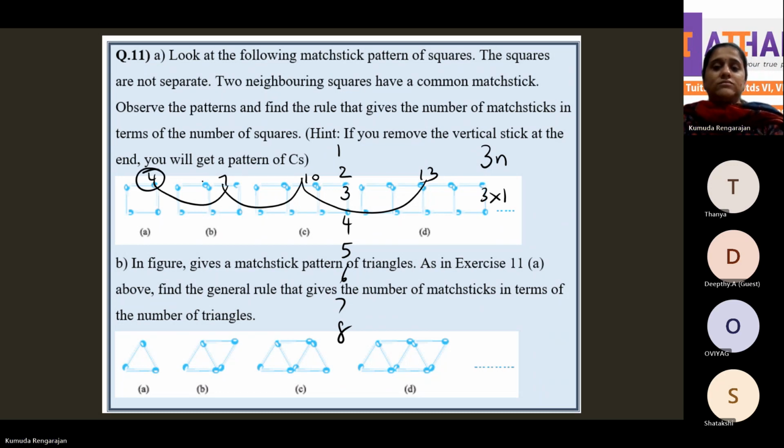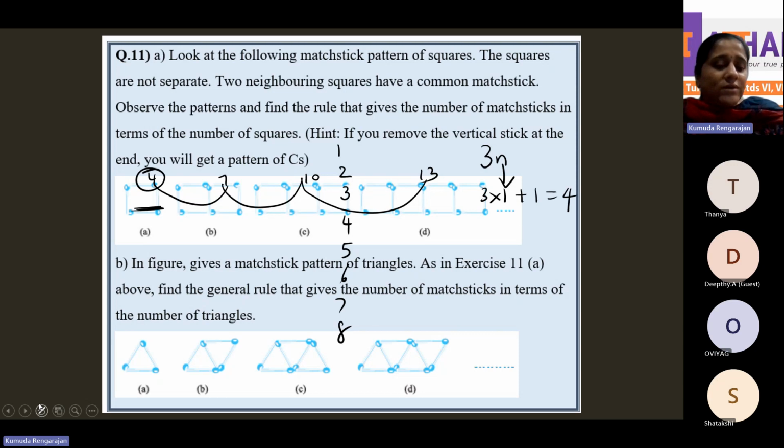4. When you take n as 1, 3 into 1 is 3. But what's the answer here? For the first figure, it is 4. So it is 3 into 1 plus 1, which will give you 4. So it's 3n plus 1. 3n plus 1 is the rule.